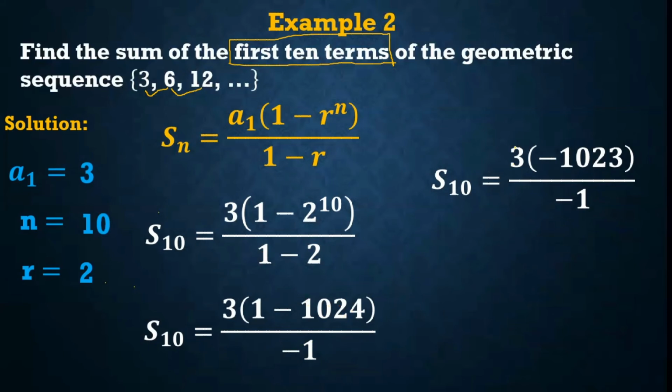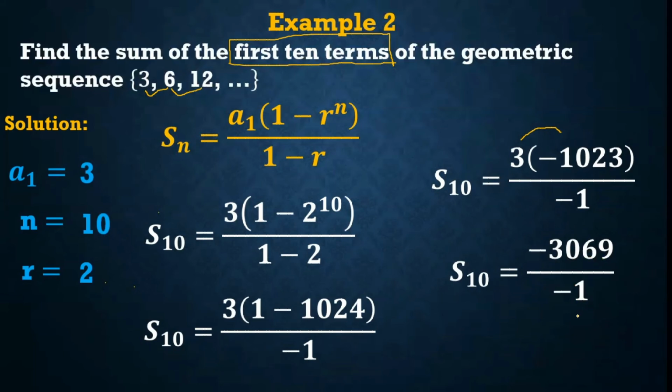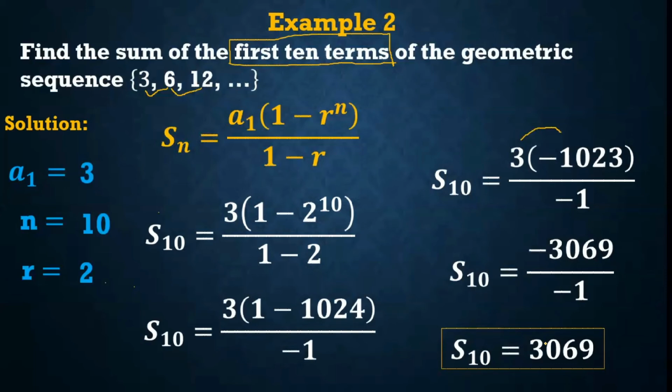Okay? So next, let's multiply 3 times negative 1,023 is equal to negative 3,069. Okay? Copy lang po natin yung negative 1 sa denominator. Next, i-divide po natin negative 3,069 divided by negative 1. So negative divided by negative, the answer is positive. So therefore, the sum of the first 10 terms of the sequence 3, 6, 12, and so on up to the 10th term is 3,069.